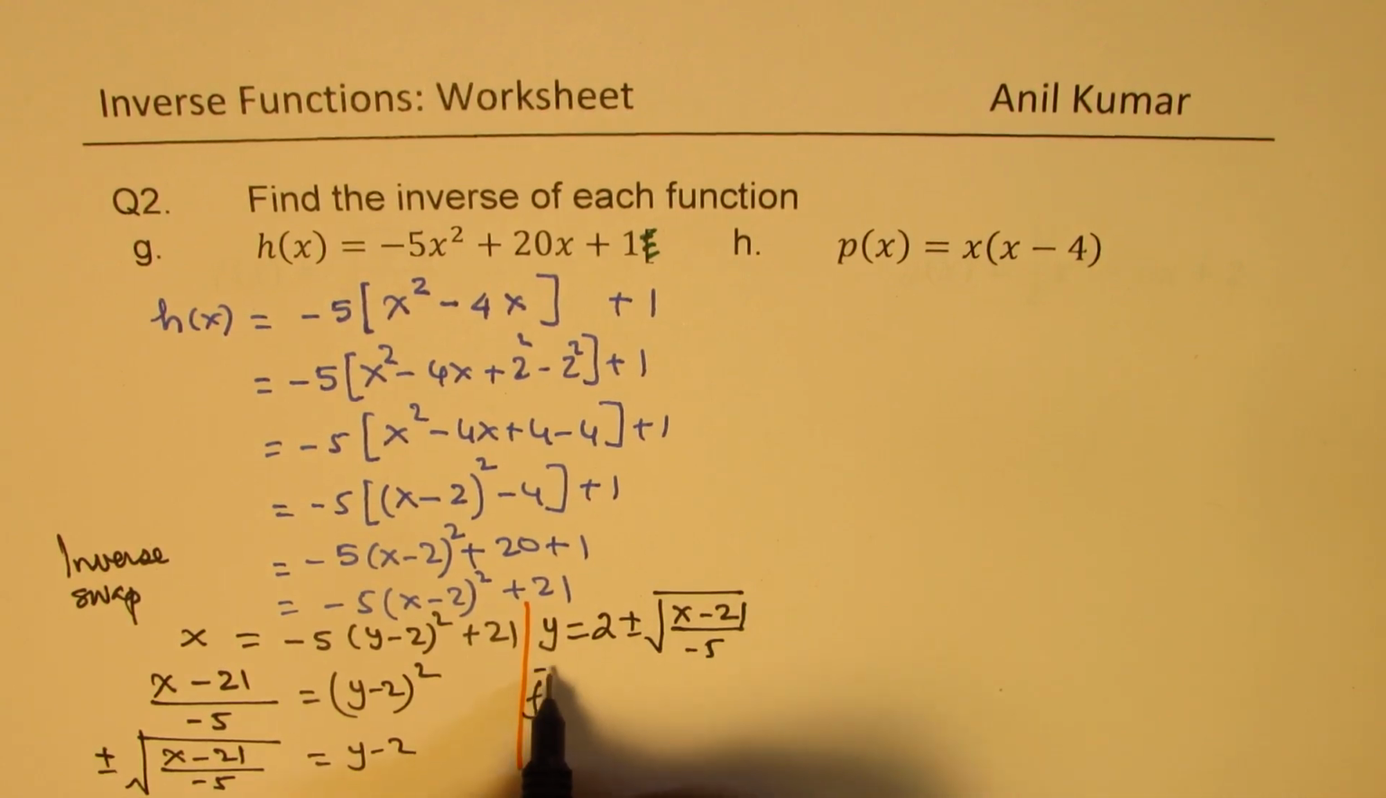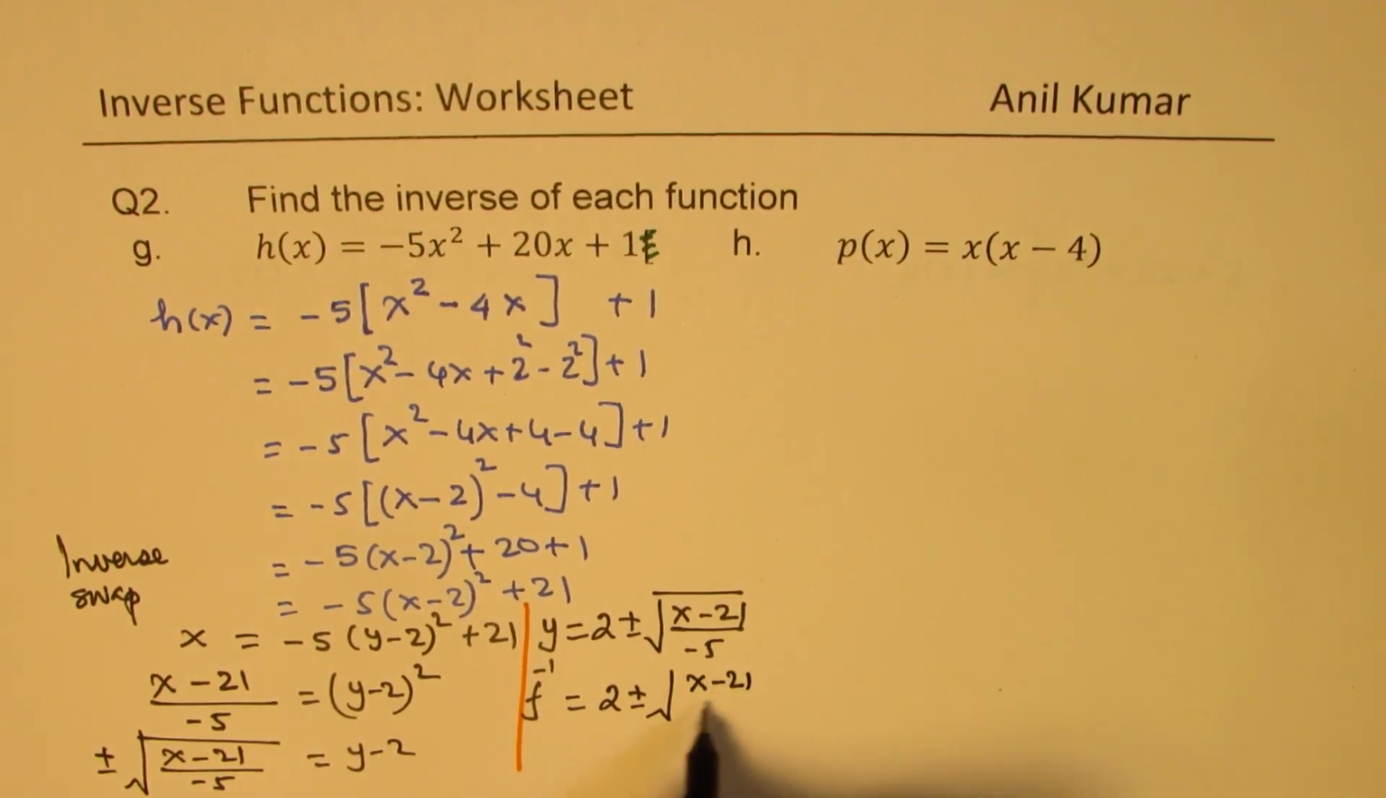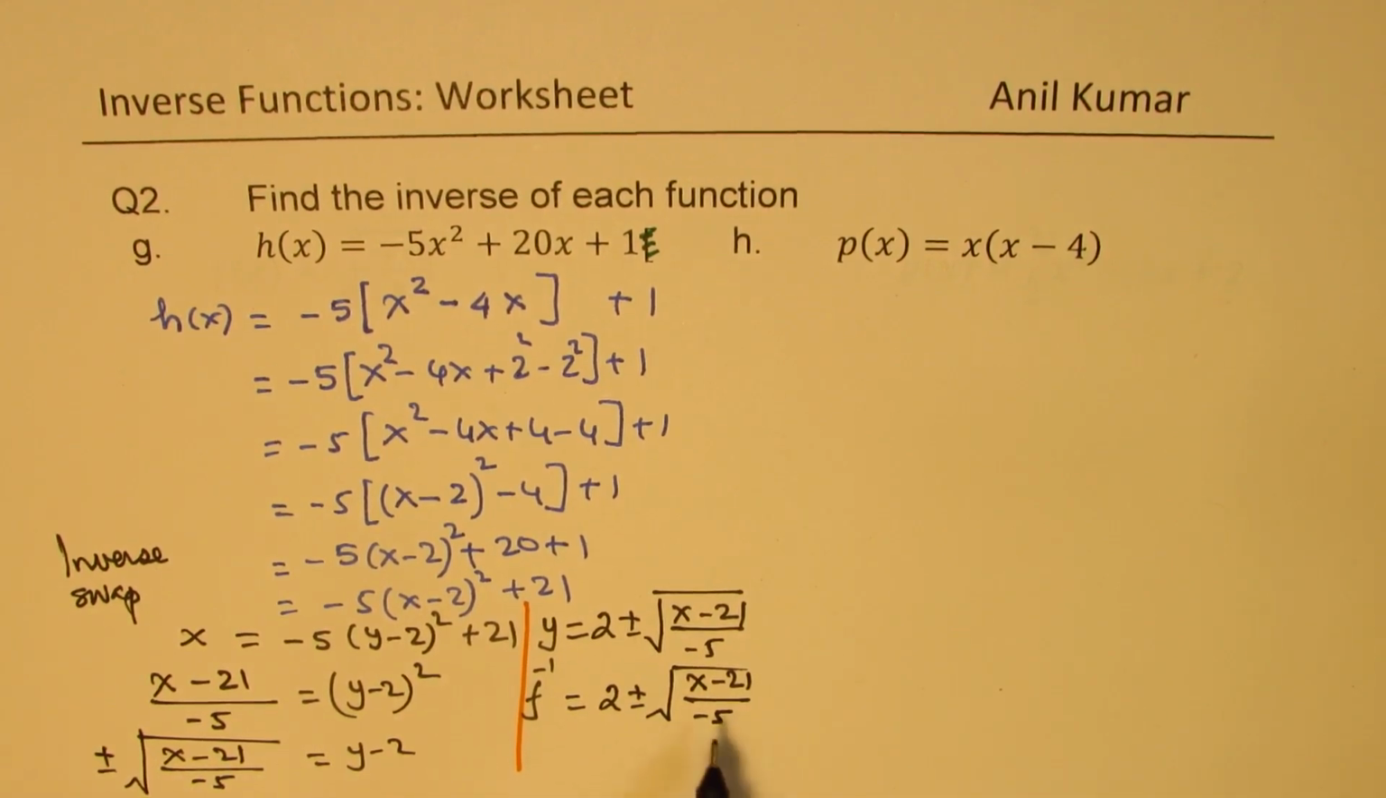Or we can say the inverse of this function. I'm not writing it as a function of x since this is not a function. It has got both plus and minus values, right? So it should be written as 2 plus or minus the square root of (x minus 21) over minus 5. Is that clear to you? You could write it as over 5 and switch these positions.